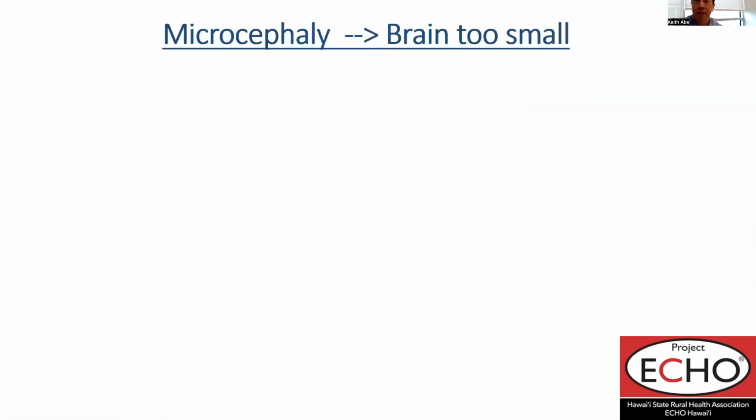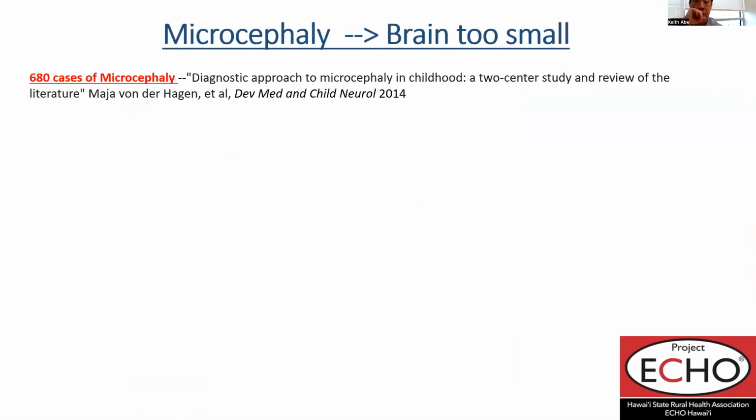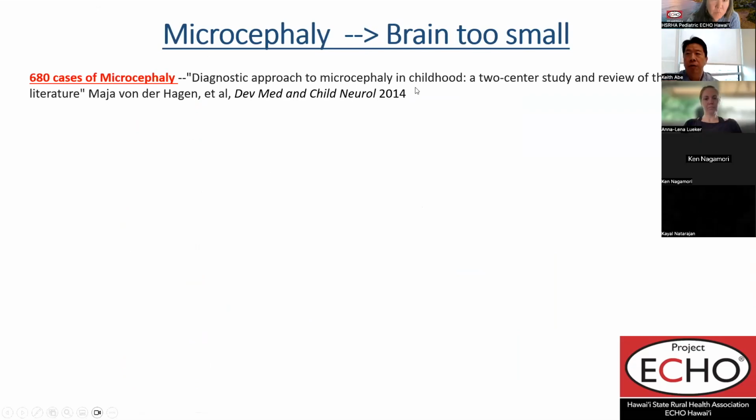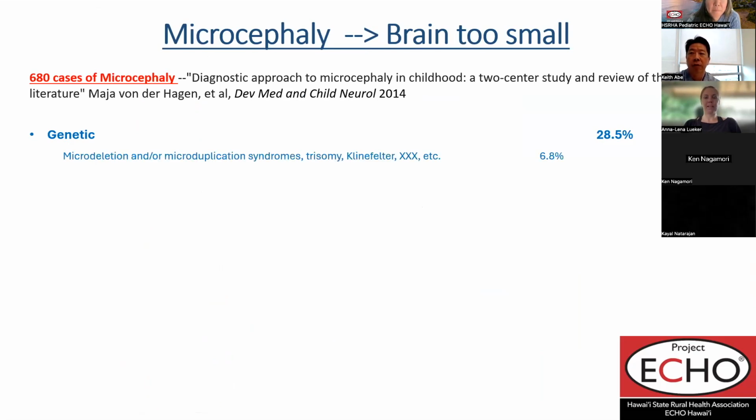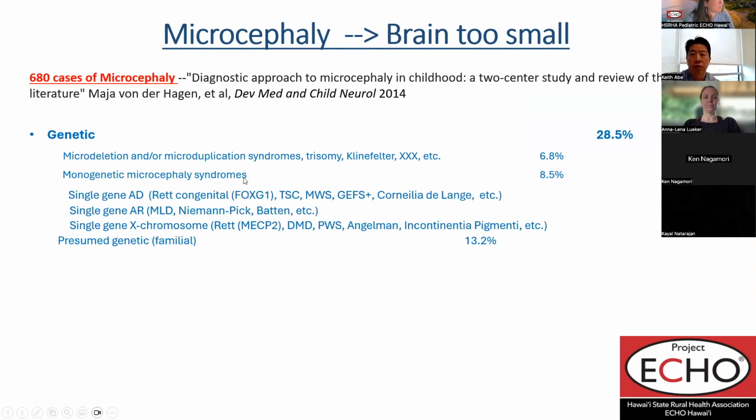Microcephaly, brain too small. In this older case series from 2014, one might ask, what's the reason for this? In 680 cases of microcephaly, nearly a third were genetic. I think this number is probably going to grow, and that includes chromosomal or duplication syndromes, which you can pick up on microarray, and then monogenetic syndromes, whether dominant types, recessive types, or X chromosome linked types.